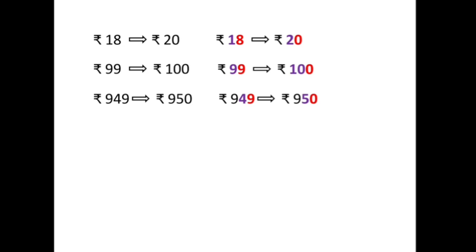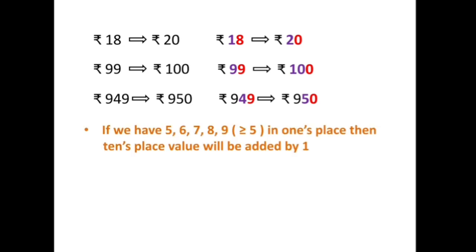Why so? When we are estimating the numbers to the tens place, for example, in the first problem, the 1 is in the tens place. In the second one, 9 is in the tens place. In the third, 949, 4 is in the tens place. When we are estimating to the nearest tens, then we check the ones place. In the ones place, if we have the numbers 5, 6, 7, 8, 9, which is greater than or equal to 5, then the tens place value is added by 1.